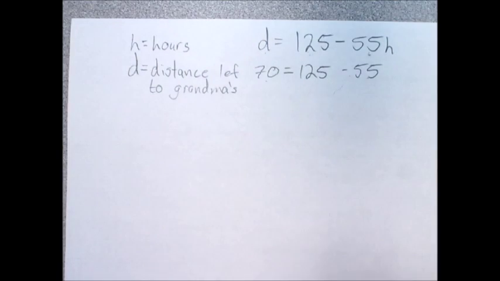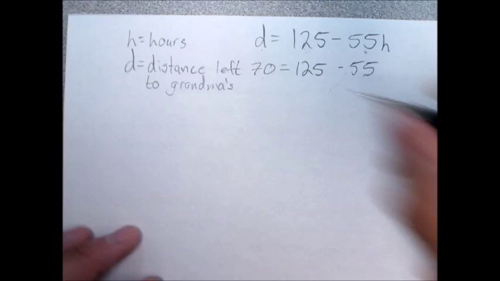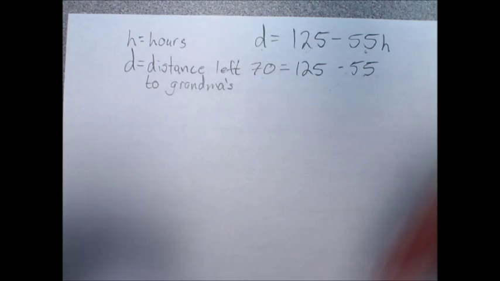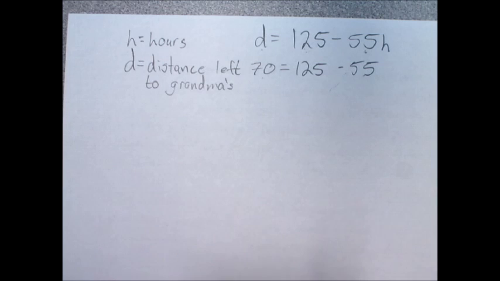So it's distance left to grandma's, is what that one is, right? So D stands for distance left. We discussed 125 was the total number of miles and 55 was the miles per hour. H obviously standing for hours. They told us that. So we've identified everything in this equation. Here's the question. How long is it going to take him to get to grandma's house?